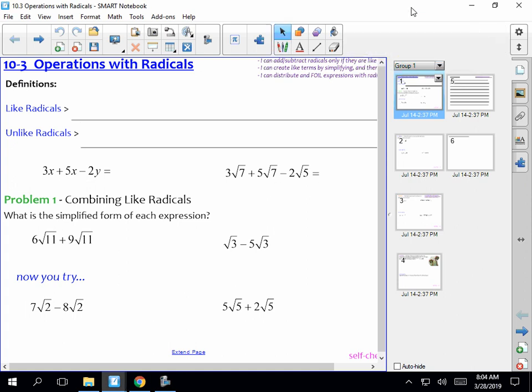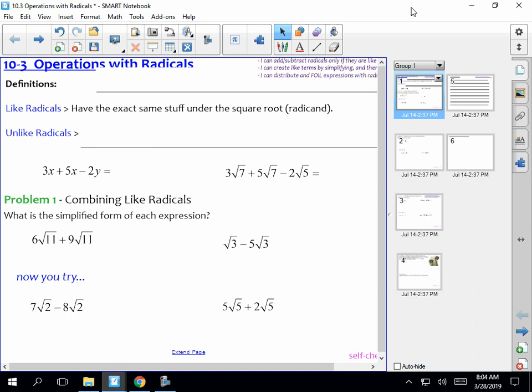This is 10-3, operations with radicals. So we need to learn how to add, subtract, multiply, and divide expressions with radicals in them. First we need to establish what like radicals are. They have the exact same stuff under the square root. It's kind of like terms with variables.